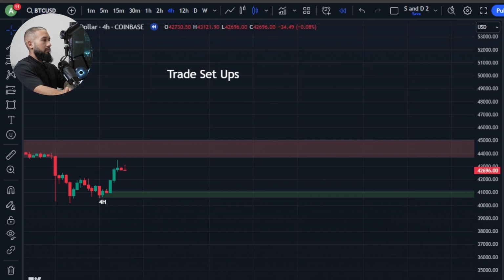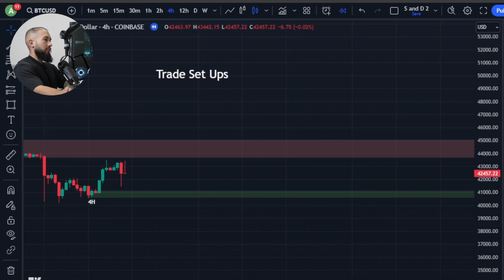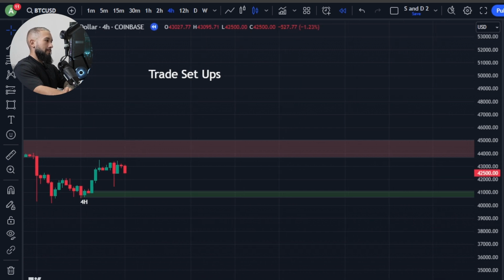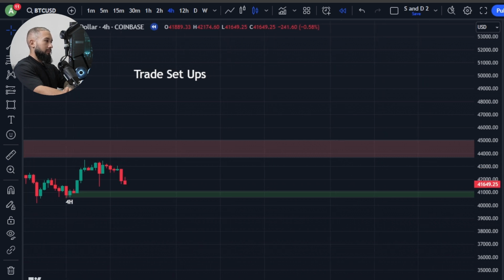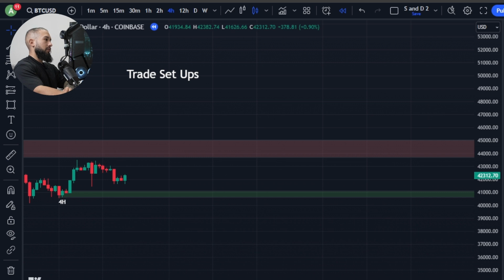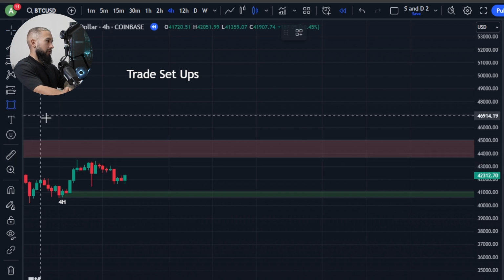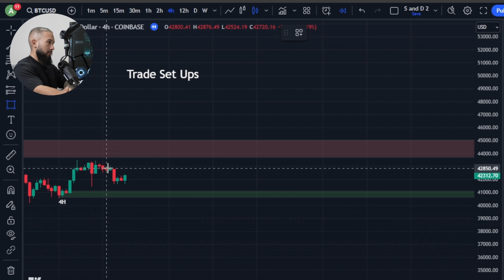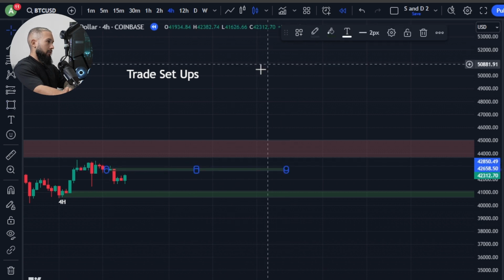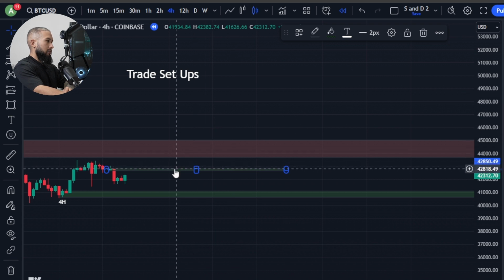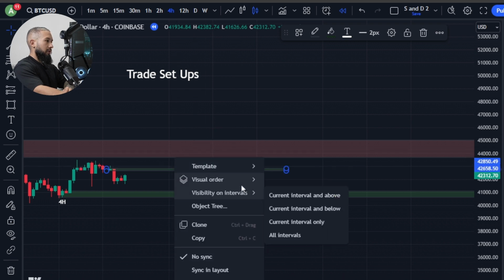All right, so market is ranging. Market is still ranging. Okay, so right here, we had a bit of an imbalance. I'm going to label this a supply zone has been created. So I'm going to label that. And this is on the 4-hour time frame.